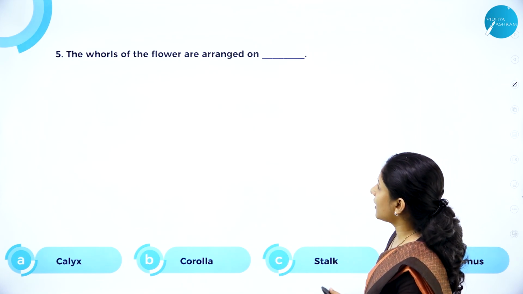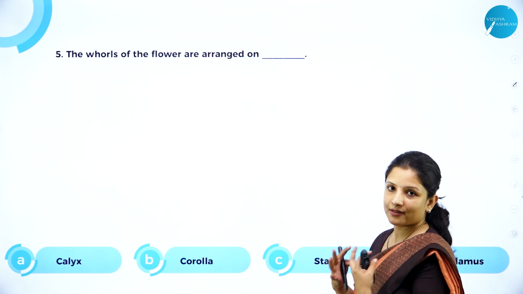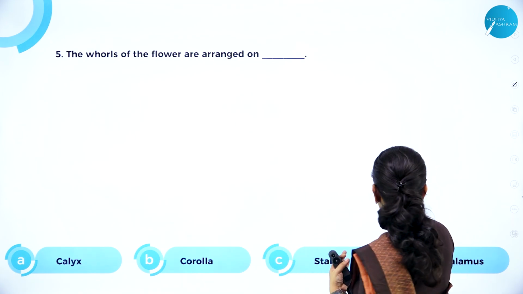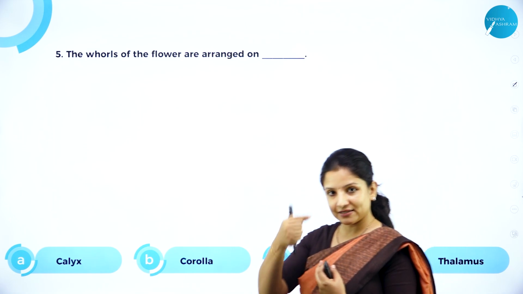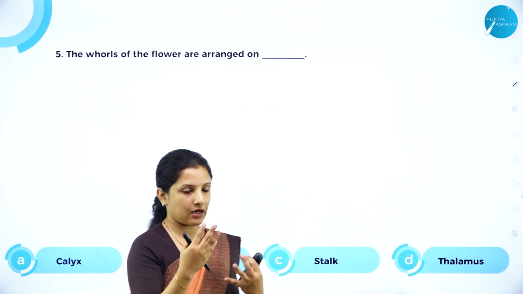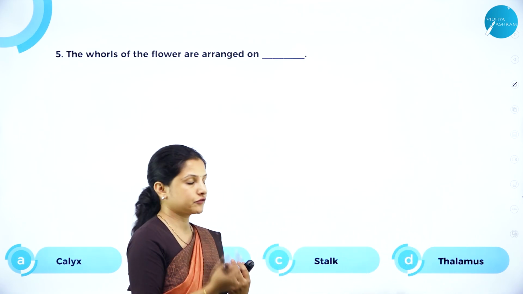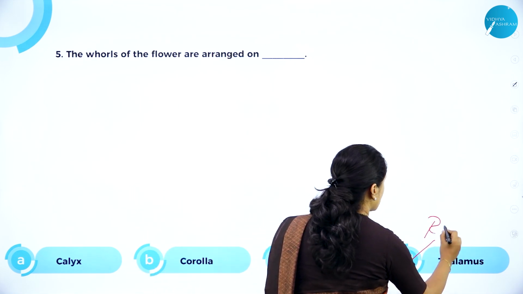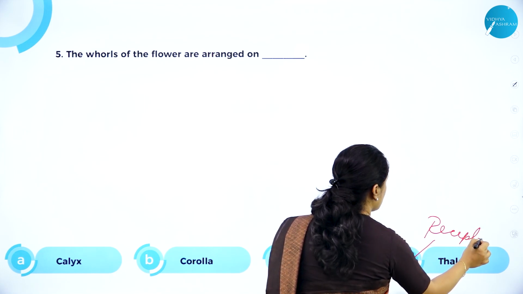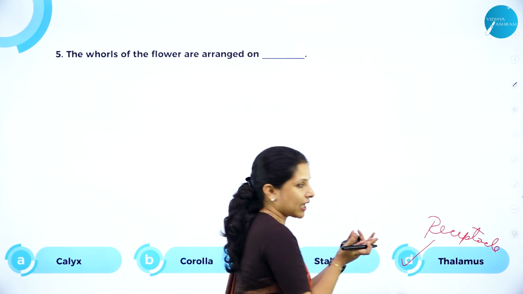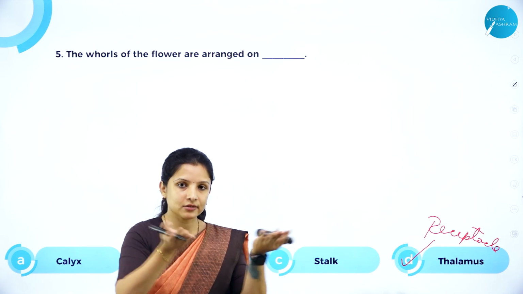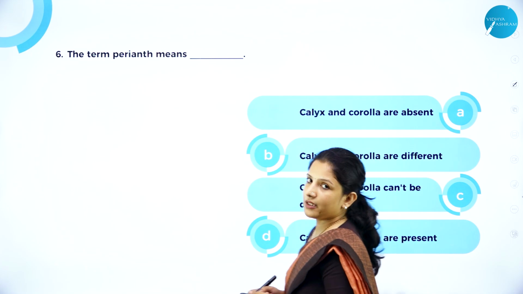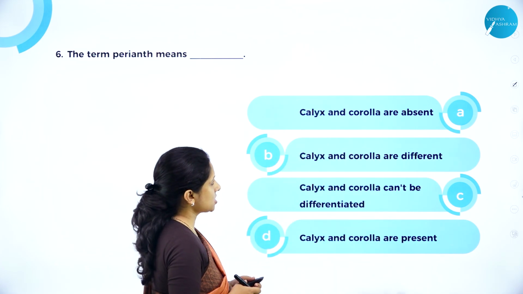The whorls of the flower are arranged on. Where are they arranged on? Don't get confused here. Calyx is a whorl, corolla is a whorl, and stalk is the pedicel of the flower which holds the flower, which connects the flower with that of the stem. The right answer here is thalamus, or they can also give the option as receptacle because both are one and the same. So it is the receptacle that is there, and on that receptacle all the whorls of the flowers are arranged.